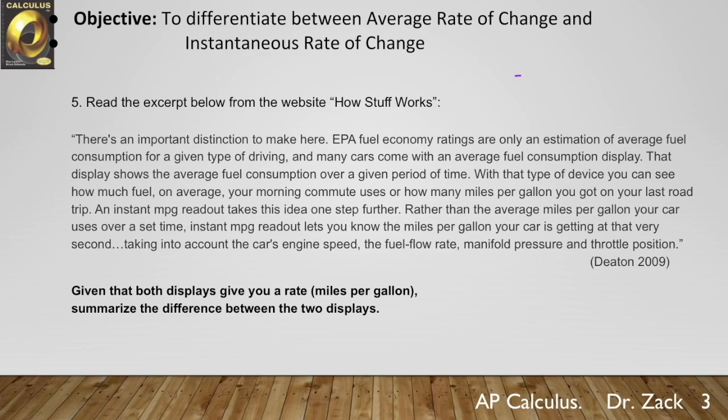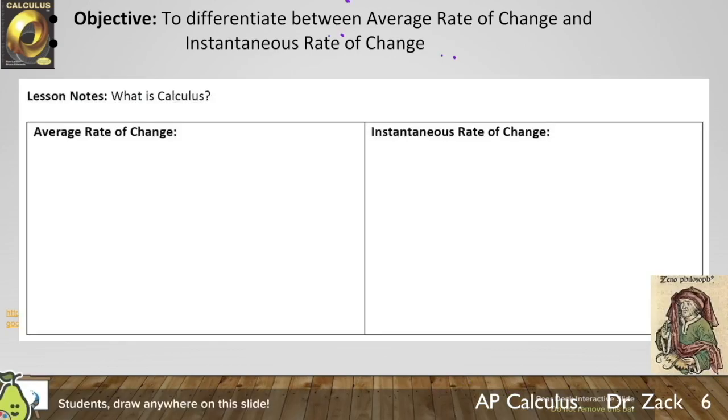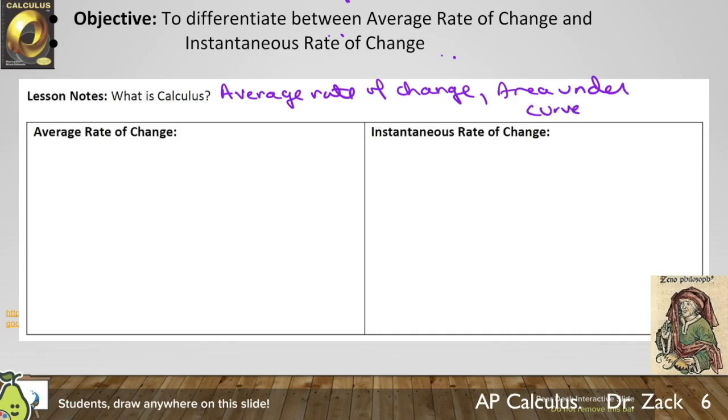Now that you've completed the lesson preview, you should have a better understanding of the difference between an average rate of change and an instantaneous rate of change. So we're going to jump right in, and you should be asking yourself, what is calculus? Calculus actually has 2 branches of study. The first is average rates of change, and that's why you had your lesson preview. The second branch of calculus is all about area under a curve. Now, these are very intricate relationships, but you'll understand those relationships as we go through our AP Calculus course.